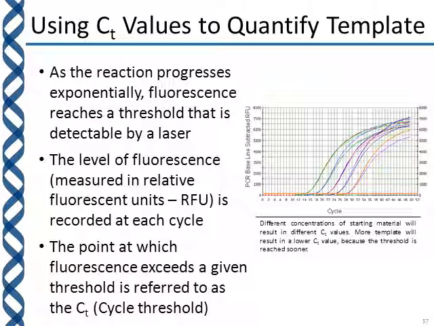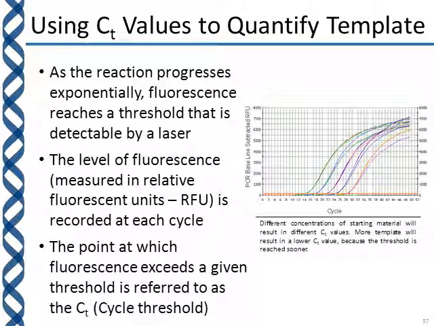As the qPCR reaction progresses, the fluorescence will reach a threshold level that can be detected. The fluorescence is measured in RFUs, or relative fluorescence units. That level of fluorescence is recorded at each cycle.